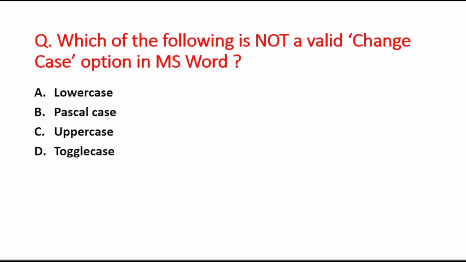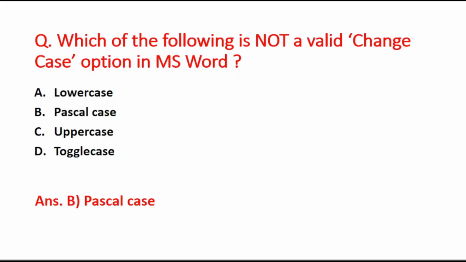Next question is, which of the following is not a valid change case option in MS Word? A option is lowercase, B option is Pascal case, C option is uppercase, and D option is toggle case. So right answer is option B, that is Pascal case is not a valid change case option in MS Word. Basically there are 5 change case options in MS Word. वो है lower case, upper case, toggle case, capitalize each word, and sentence case.